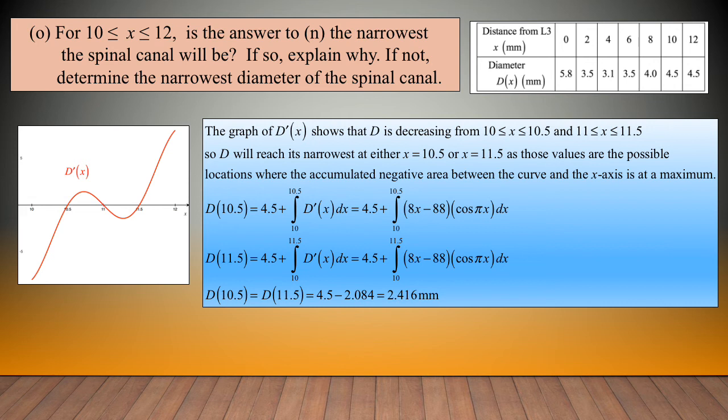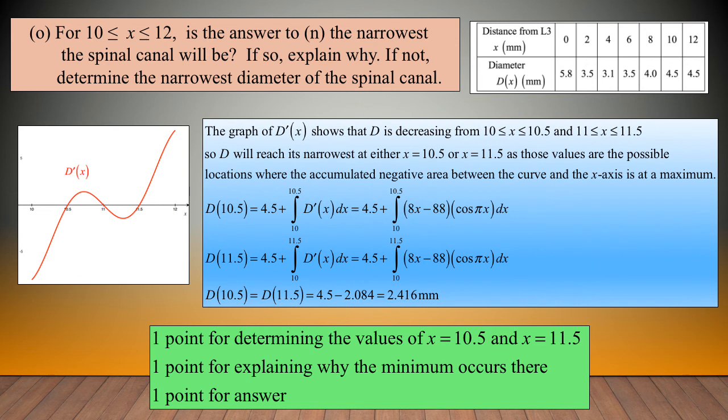Both of those calculations, as we surmise by looking at the graph, are the same. So we get 4.5 minus 2.084, getting 2.416 millimeters. So that is the narrowest that the spinal canal will be. 3 points for this problem: 1 point for determining the values of x equal to 10.5 and x equal to 11.5, 1 point for explaining why the minimum occurs there, and then 1 point for the answer of 2.416 millimeters.